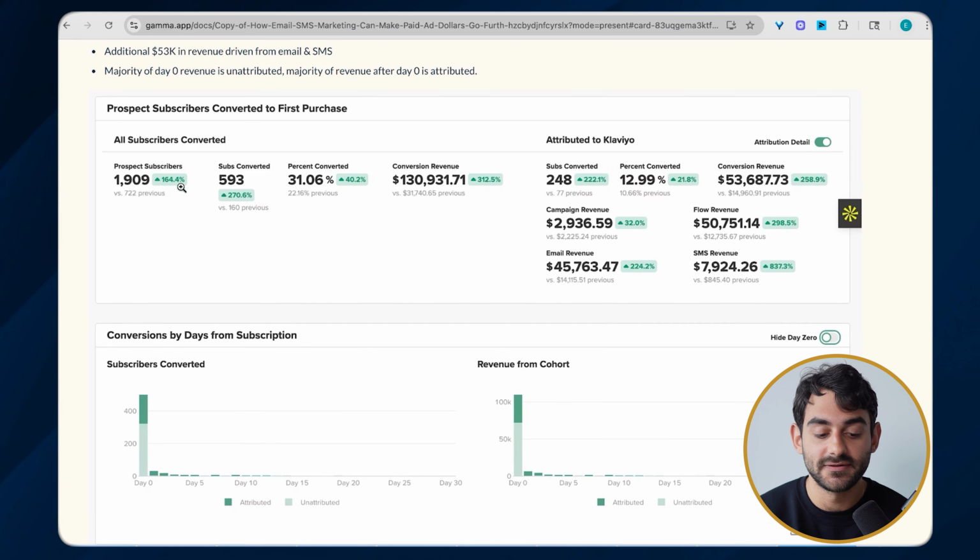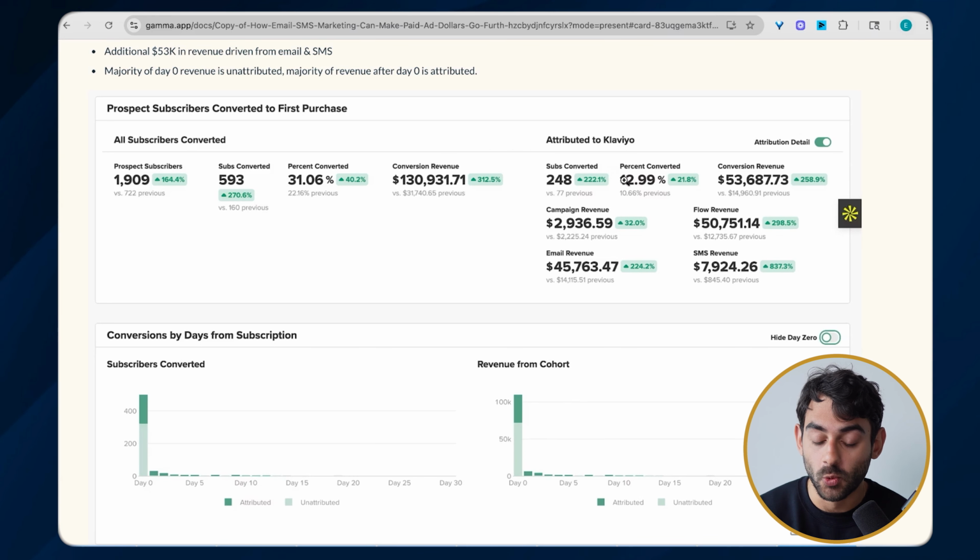Of the 1,900, 593 converted in total. This is not factoring in email and SMS. This is the total. So that represents 31% of all new subscribers that converted, and that represents $130,000 in revenue from these new prospects.